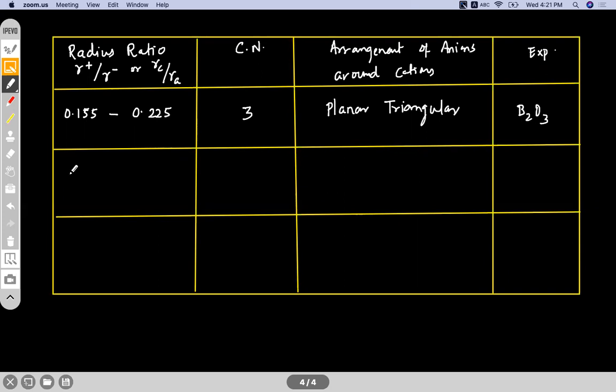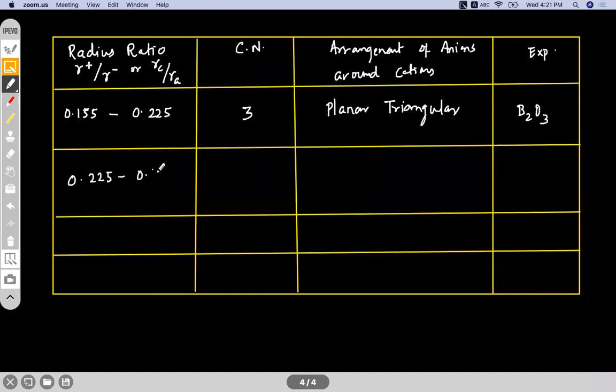If the radius ratio falls in this range, we have to consider one more. 0.225 to 0.414. Coordination number is 4. Arrangement is tetrahedral. Example is zinc sulfide.